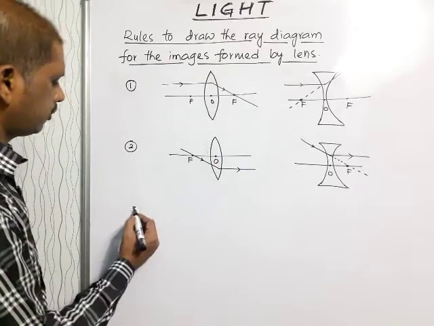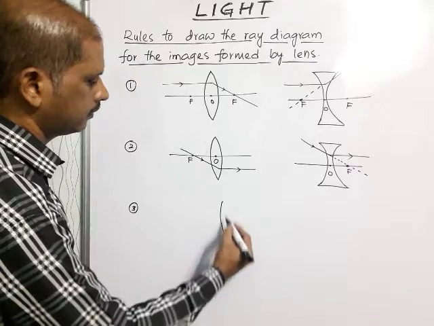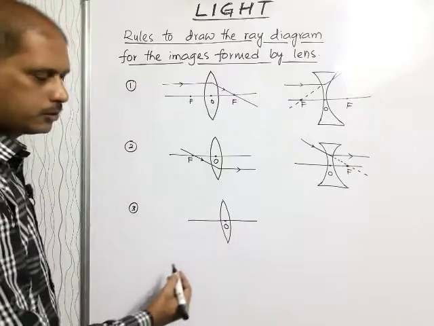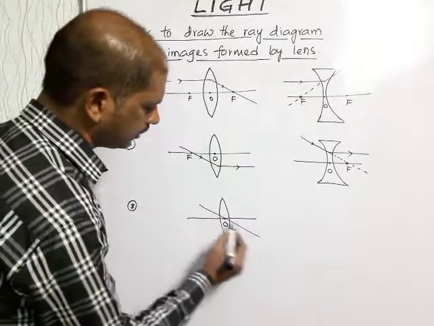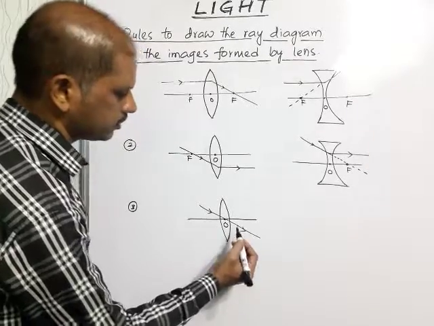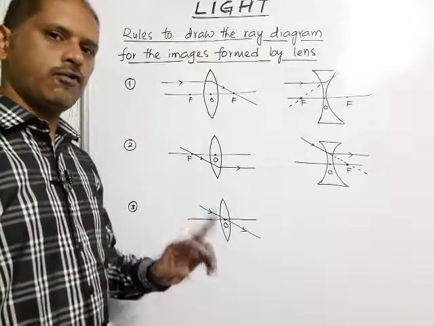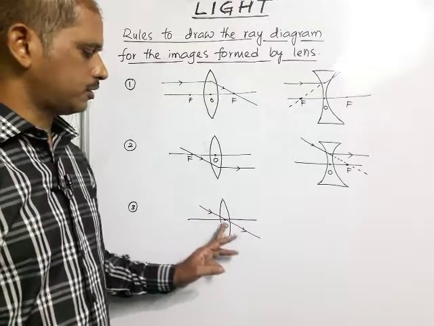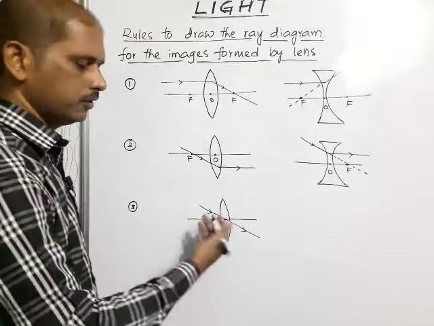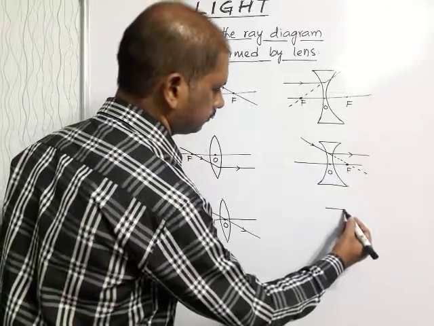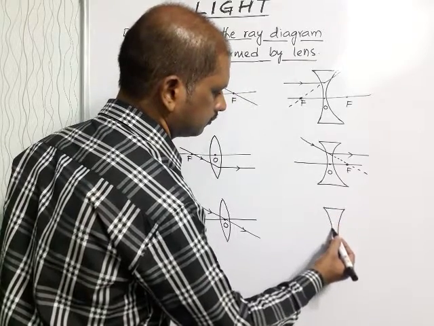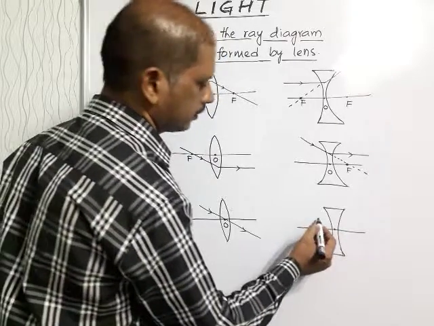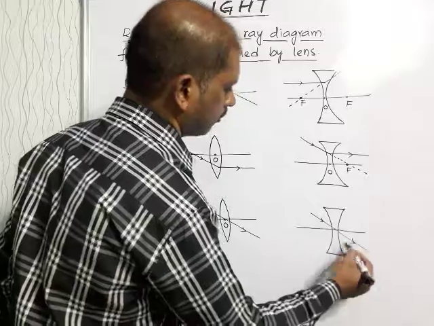Another rule, that is the third one. If you take a convex lens, now a light ray which is passing through the optical center without any deviation, meaning it cannot refract. Only one light ray which is passing through the optical center, it will not refract, it passes through the same line, so it cannot refract. So here also, without any diversion, it passes through the optical center.